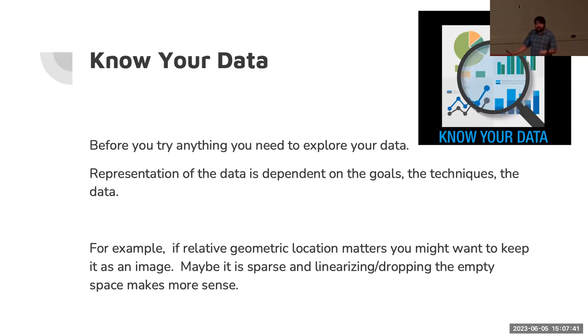The representation of that data is dependent upon the goals you have, the techniques you're going to use, and the data itself. If you're using cat and dog pictures, that's a different representation of data than the string of pixel values, which would be less helpful to teach my son with, right? It's not a good representation for what I'm trying to teach him. If you need relative geometric locations, the detector part here versus here, you may want to keep it as an image. Or maybe you do want to flatten it if you're just looking for the brightest location of the brightest pixel. Maybe the flat interpretation would be easier to learn from. Then you just have an index that is the maximal, something like that.